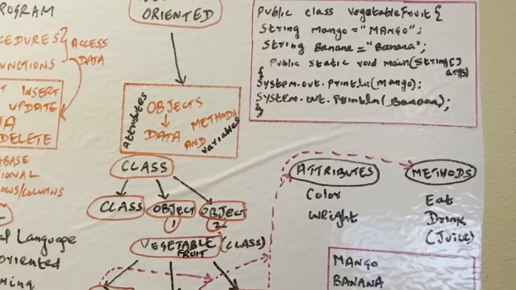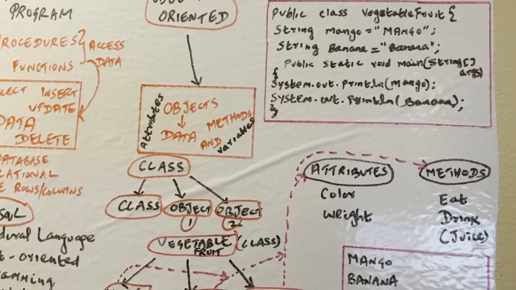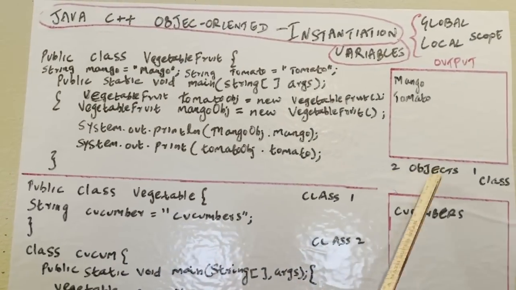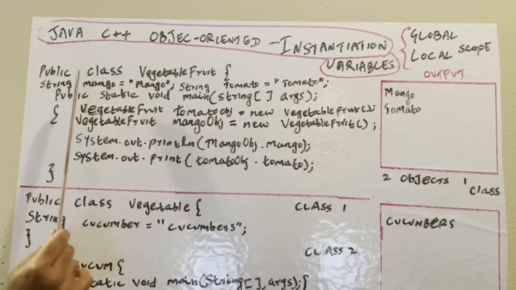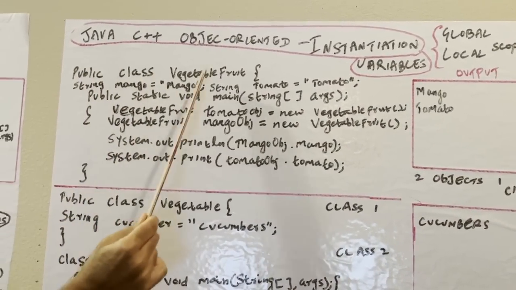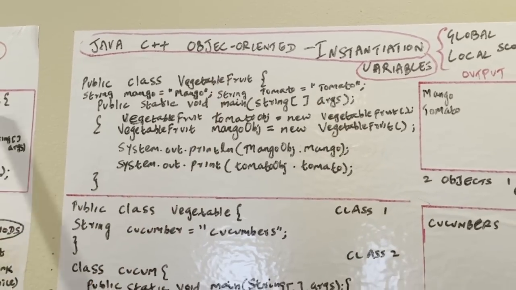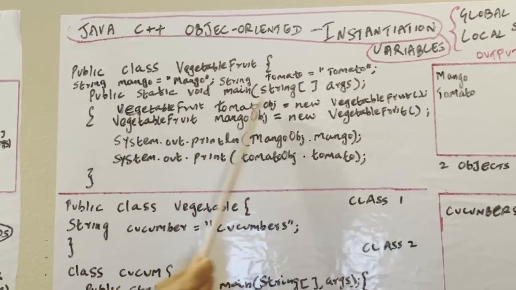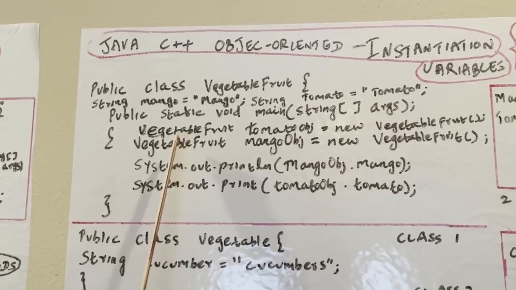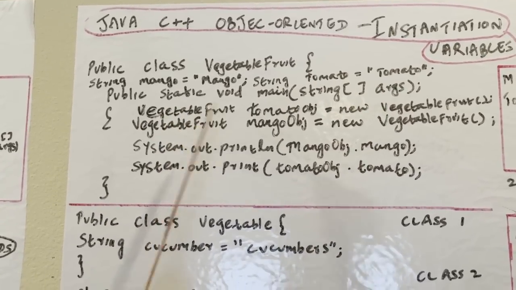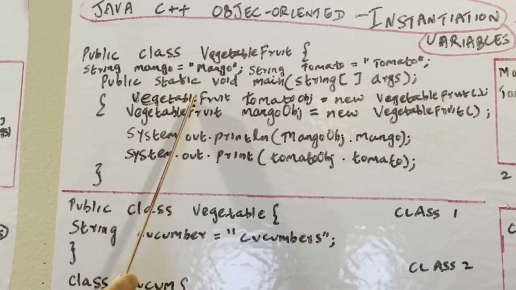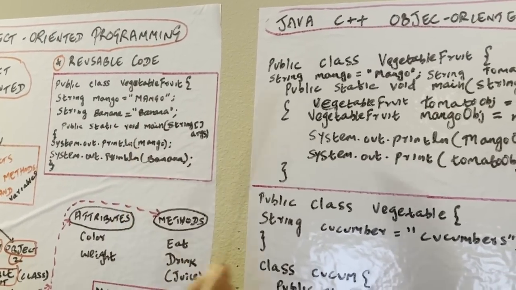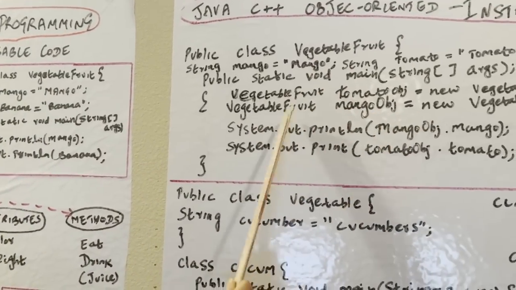This is one example. Let's move on to the next one. The example 2 of the Java program. Here we have two objects and one class. I am printing, let's see here, public class vegetable fruit, same as the previous one. String mango, string, I put tomato here. So I invoke the Java program and then I define two variables. I actually instantiate an object. Here I'm just printing directly from the class, but here I'm actually instantiating.